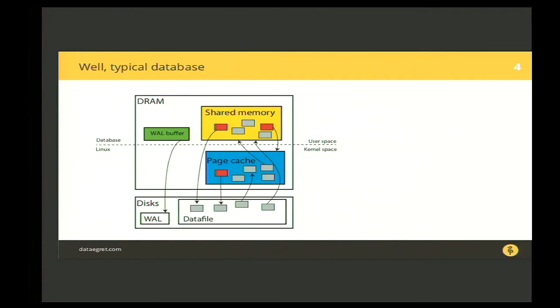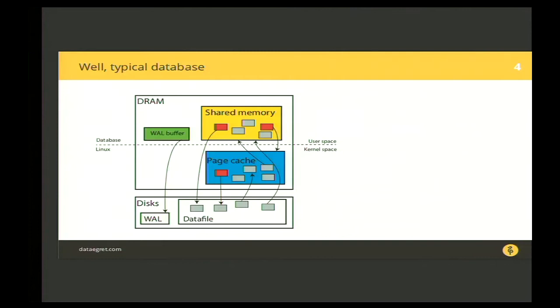Then we have a page in the shared memory. Then we modify this page. We call it the dirty page. And if we modify anything in this page, one tuple, one row, the page is already dirty. This is a simplification, but for our purposes, that's quite enough for today.